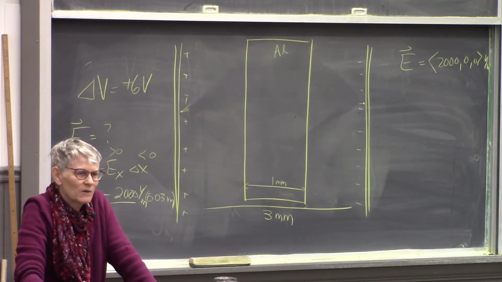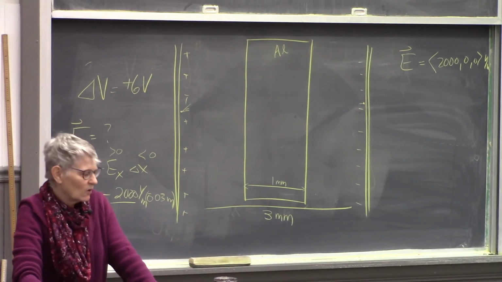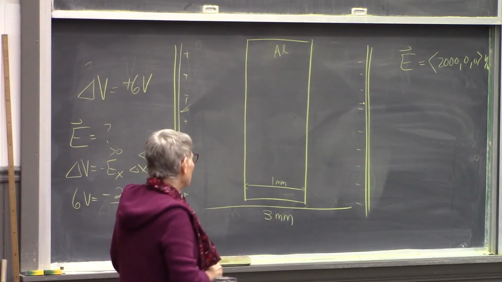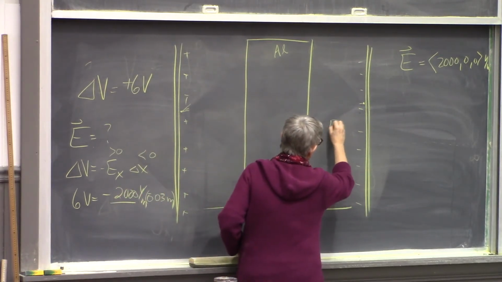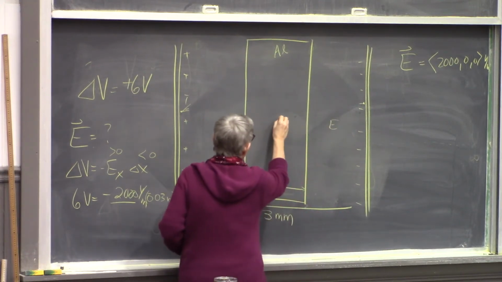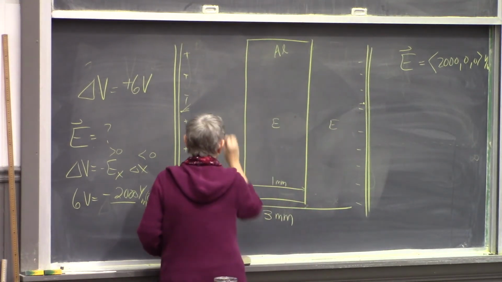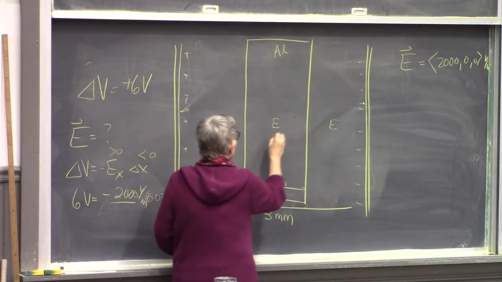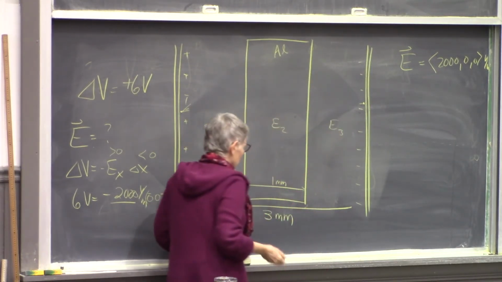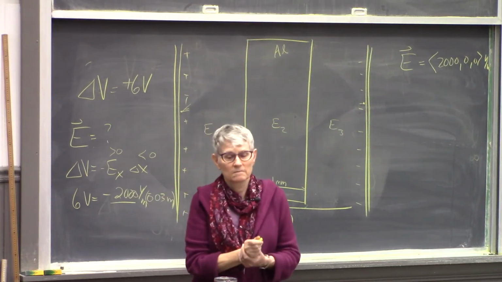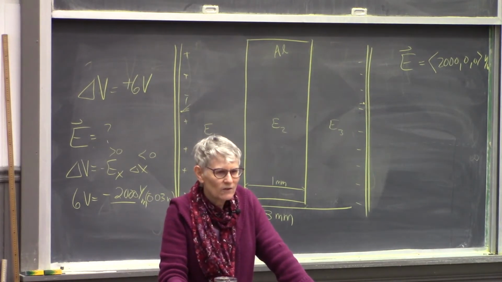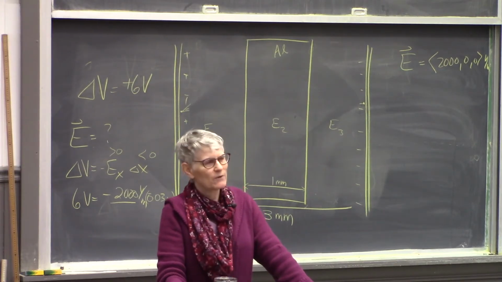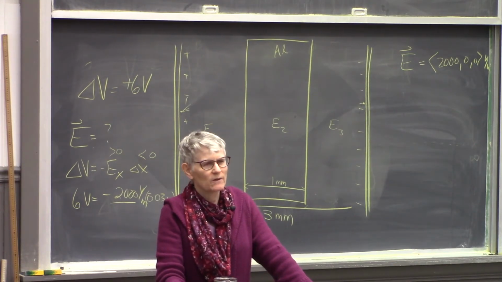Well, that's an interesting one because some changes happen, don't they? So, in order to figure this out, we'd have to know the electric field here, and the electric field here, and the electric field here. Now do we know any of those fields? So what happens when we put this block of capacitor?